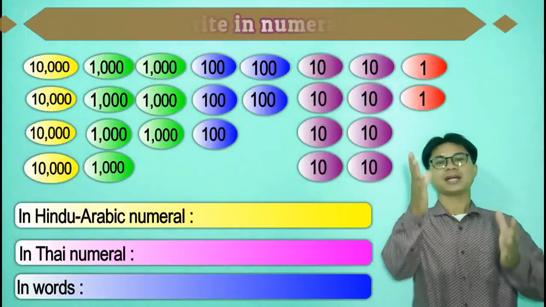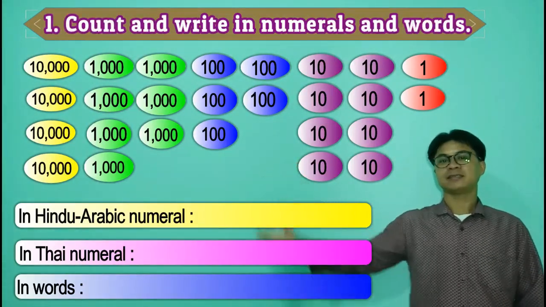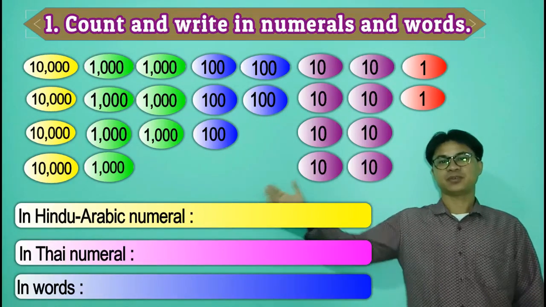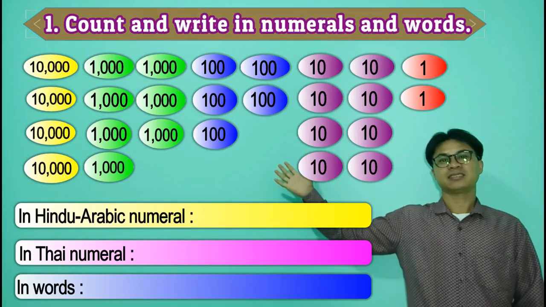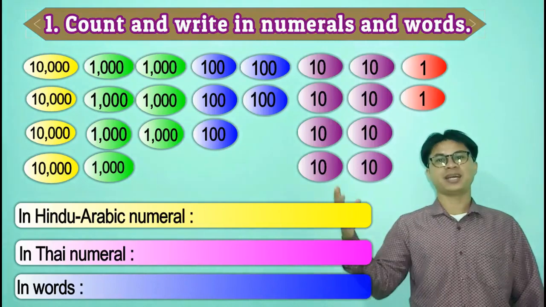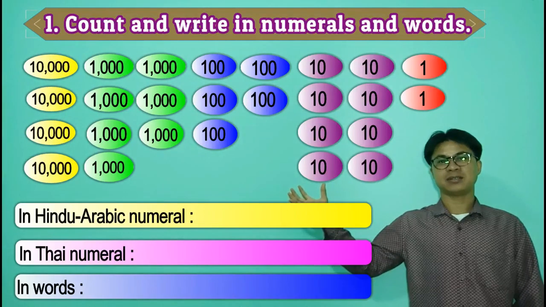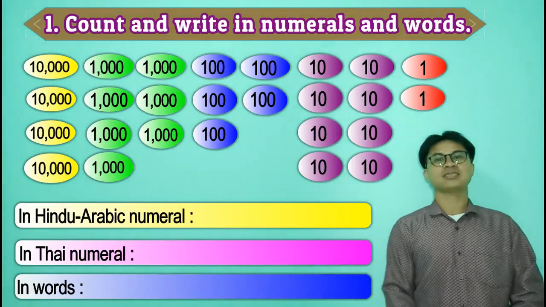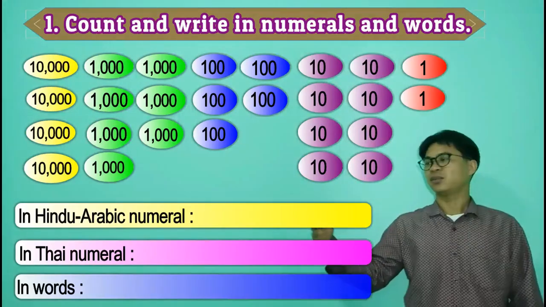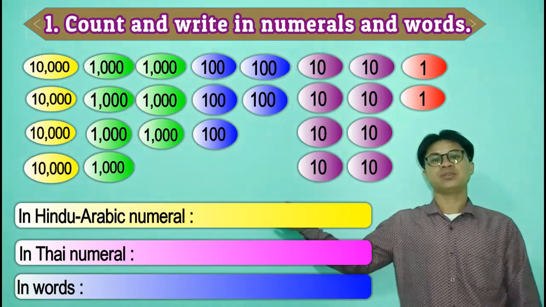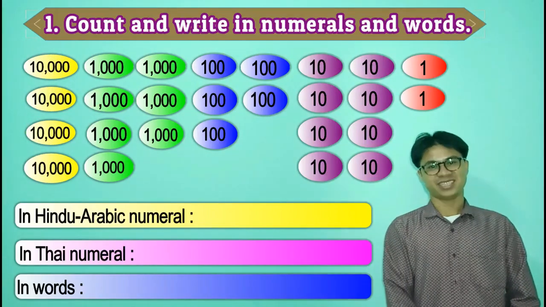Okay, for your practice, try to look at here. Answer this exercise here for your practice, okay? You can see a number of discs here. So count and write in numerals and words. You count how many 10,000s, 1,000s, 100s, 10s, and 1s, and then you add this all together. You write this first in Hindu-Arabic numerals, Thai numerals, and in words.